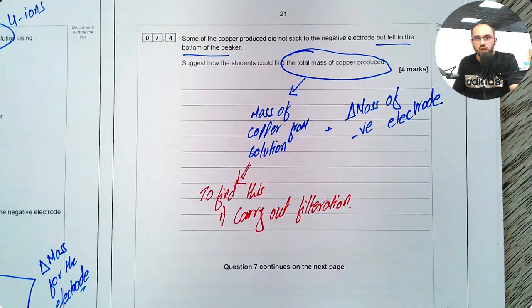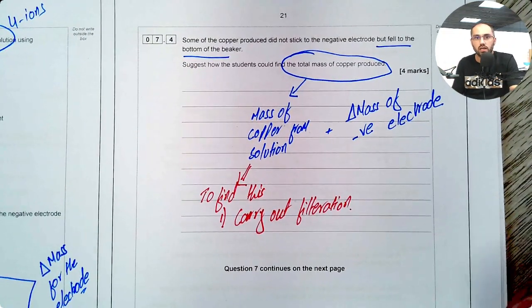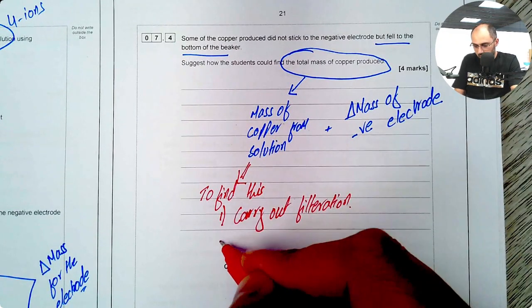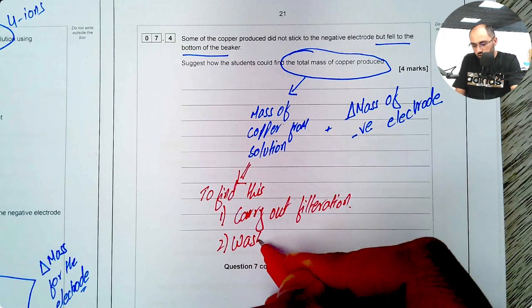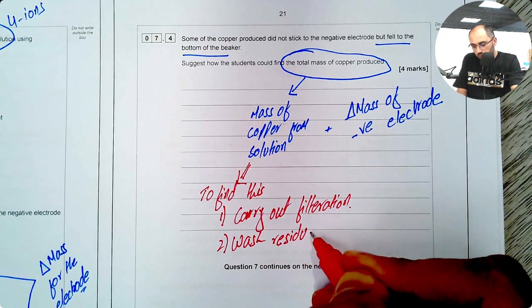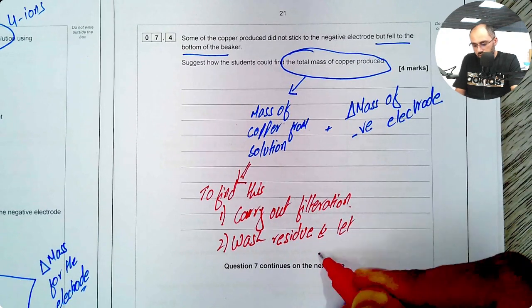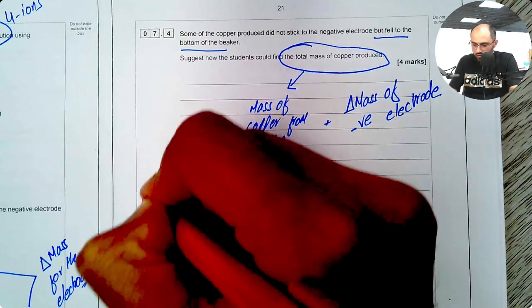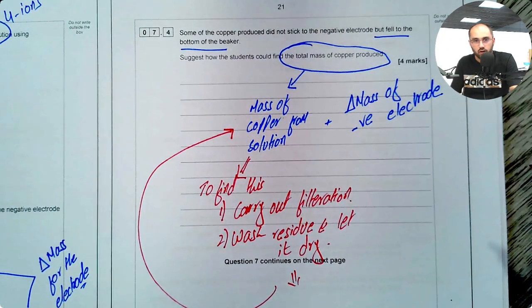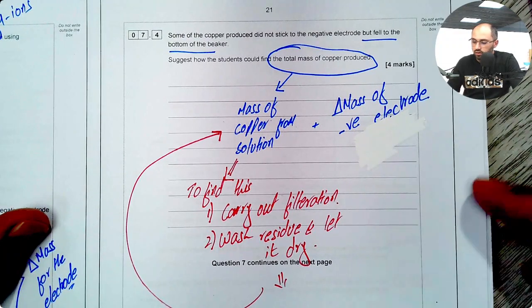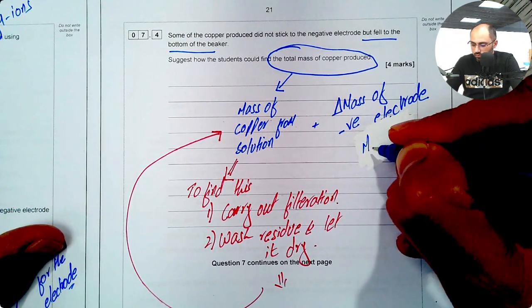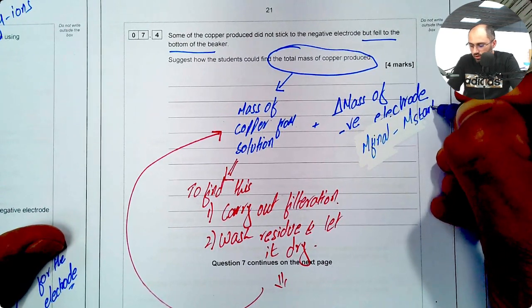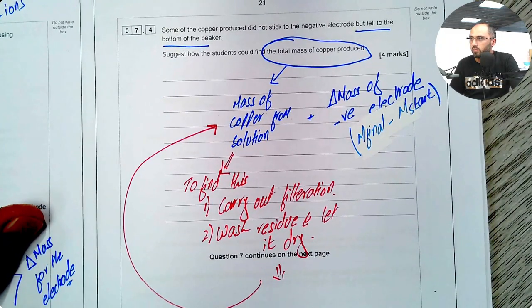Now the filtration will give you two products. One will be the residue and the other one will be the filtrate. It's the residue that is solid copper. So we'll then wash the residue and let it dry. From here you will get mass of copper from solution. To find the mass of negative electrode, you will do M final, take away M start, and this will get us full 4 marks on this question.